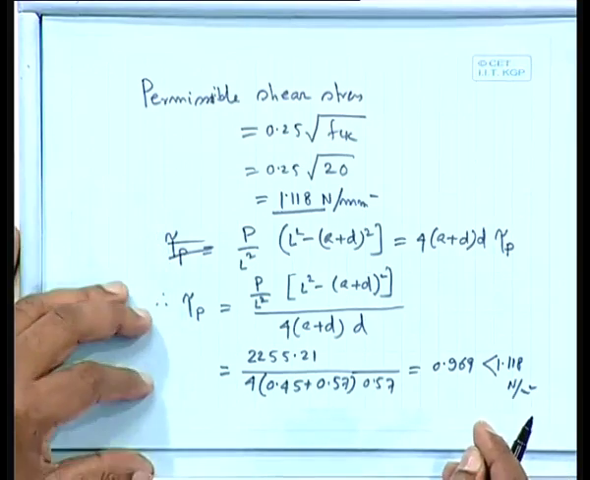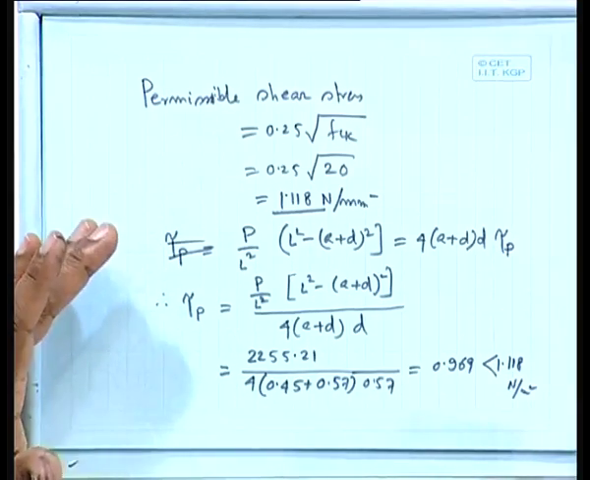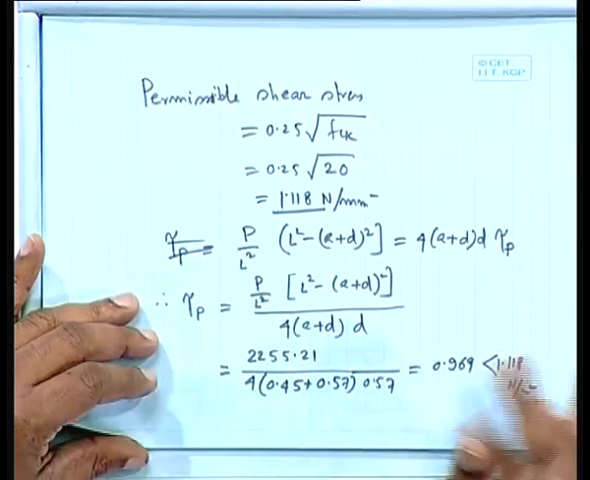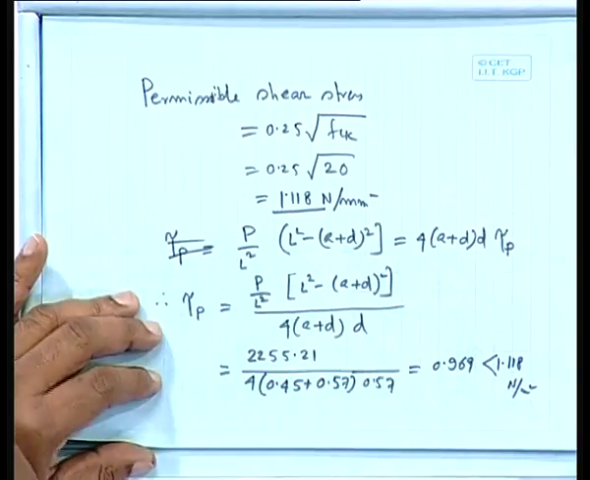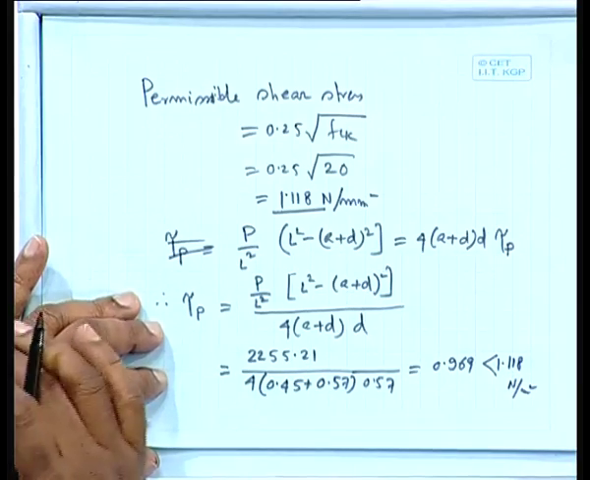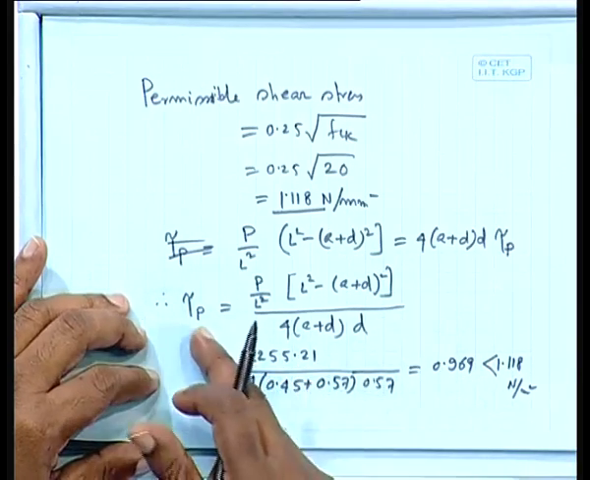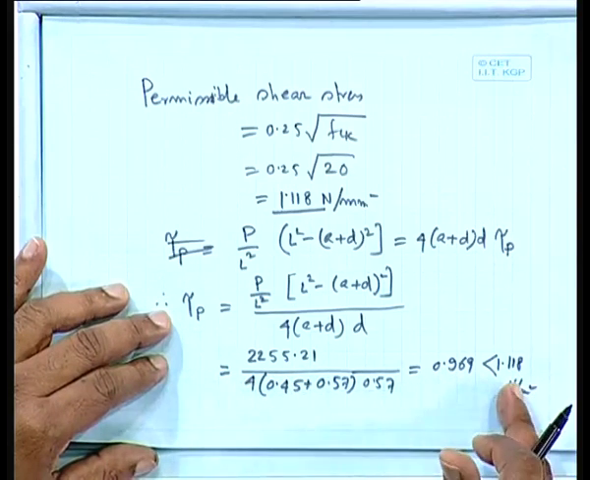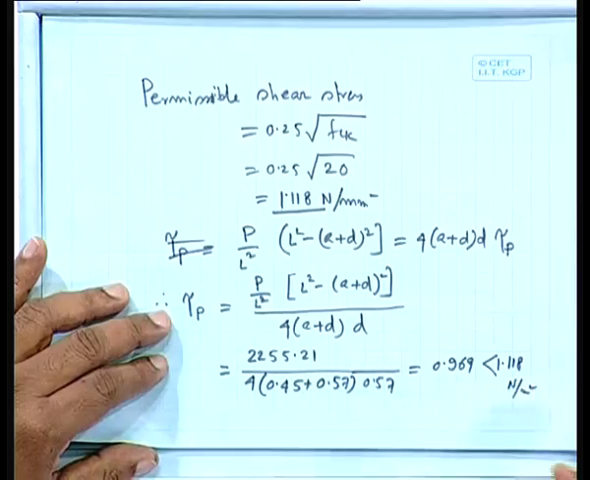So, indirect way we are doing. The other way, you can compute directly: you put the value of tau p and then you find out the d, the way we have done it for one way shear. But here, since we have already got it, it is better to check it with this value, tau p. If it is greater than the 1.118, then we have to increase the depth.